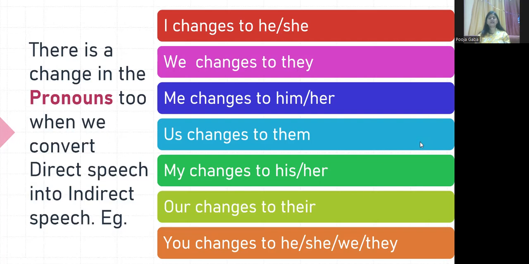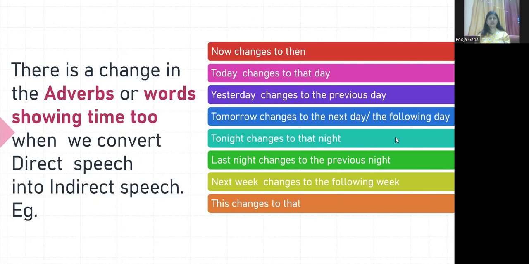Now let us understand one by one what type of changes are there. We have certain changes in adverbs also, or the words that show time. See these examples. Now changes to then. If in direct speech we have now, in indirect it becomes then. Today changes to that day.